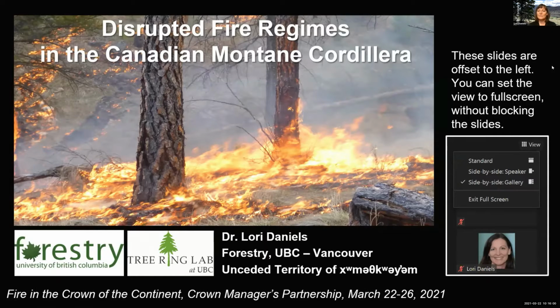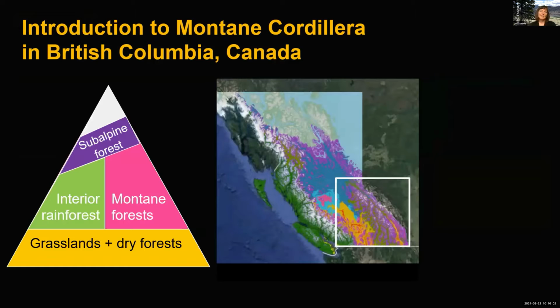As some context for today's presentation, I want to introduce you to the Montane Cordillera in British Columbia. In British Columbia, we have identified 18 different biogeoclimatic zones depicted here in the map. I'm going to focus on the southern and eastern part of the province in today's presentation, and talk to you about our mountain environmental gradients. At the valley bottoms, we have dry grasslands and open dry forests, which are depicted in the map as the reds and the golden colors.